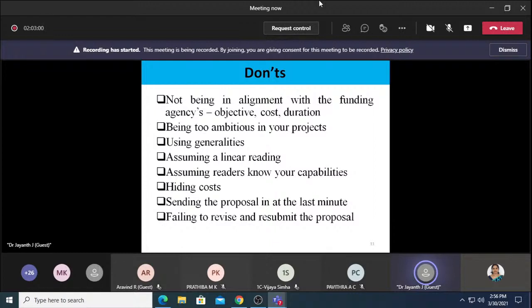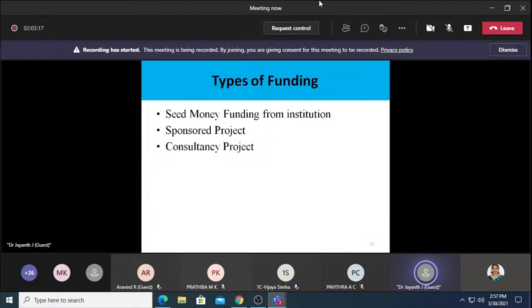Don't hide the cost, because the cost terms will also be verified, right? Don't send the proposal in the last minutes or fail to revise and resubmit it. If they say major corrections or minor corrections, you need to send the proposals back.